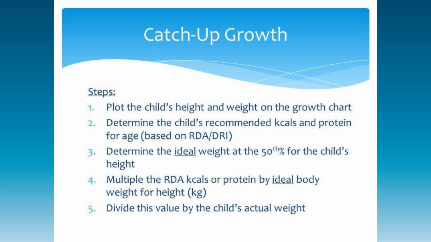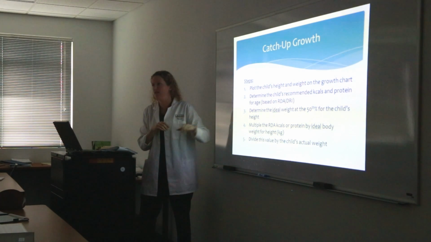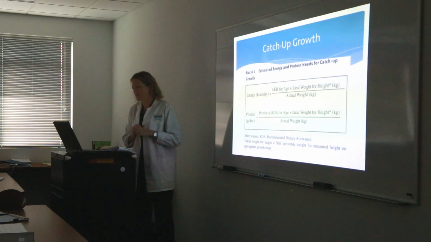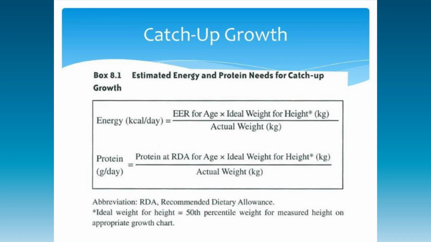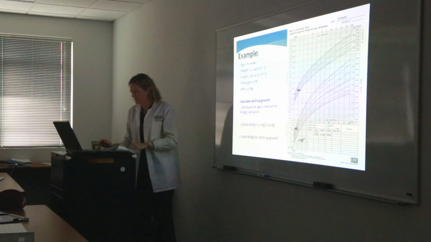Then you're going to use the growth chart to determine their ideal weight at the 50th percentile for their actual height, and I'll show you how to do that. Then you're going to plug that into a formula: you multiply the RDA for calories times their ideal weight, divide by their actual weight, okay? This is what the equation looks like. So for energy, and you want to also do it for protein: their calories per kilogram for their age times their ideal weight for their current height, divided by their actual weight, and then same thing for protein. So that's the formula.